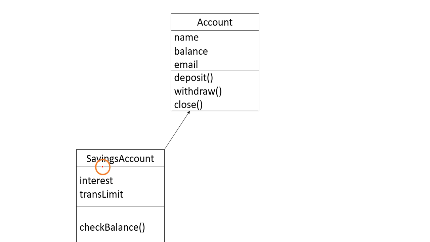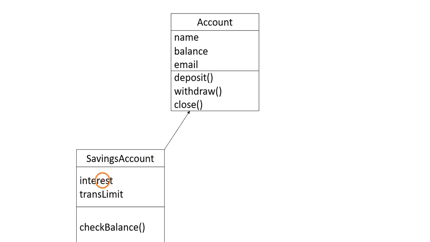Now you see this. So this is inheritance. We represent inheritance between two classes in a diagram like this using the arrow.